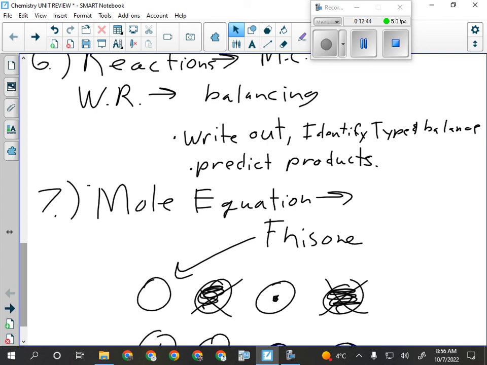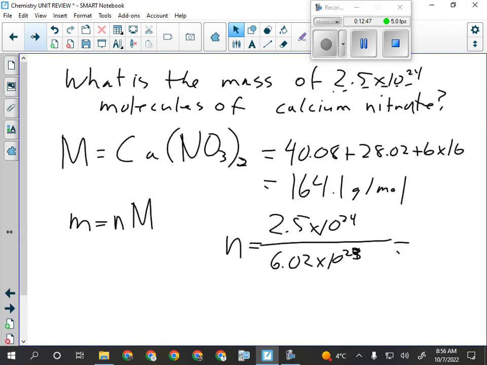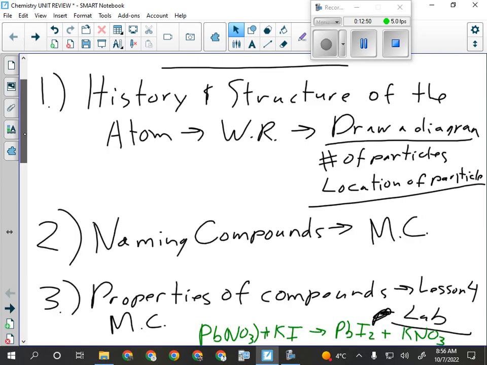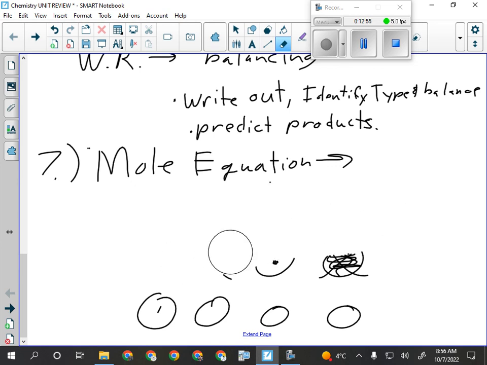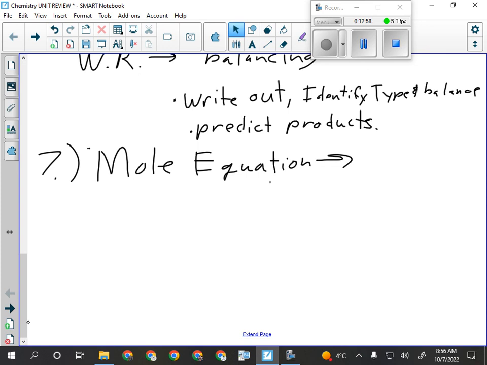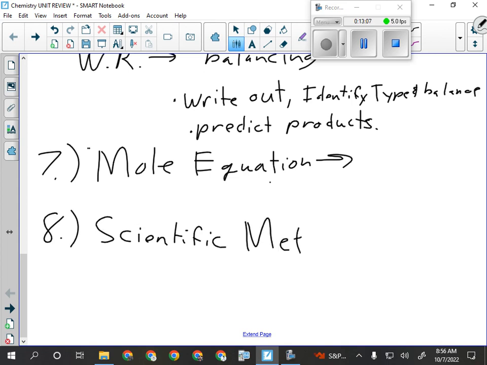And the last thing that is on there, I don't think I have it on here, but it should be, scientific method. And what I mean by that is, if I was to describe an experiment, you could identify the manipulated, responding, and controlled variables in it.